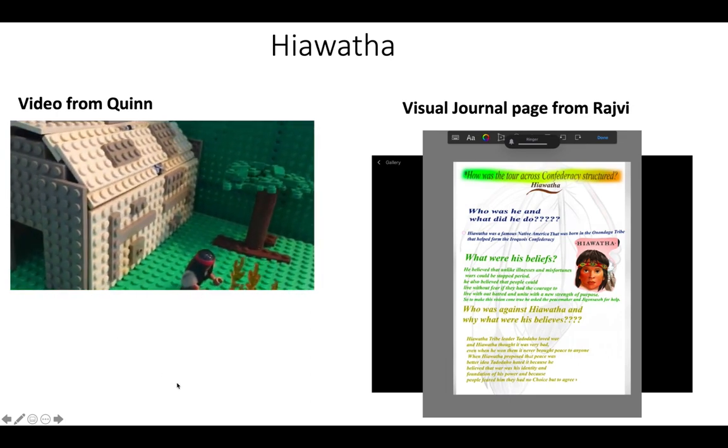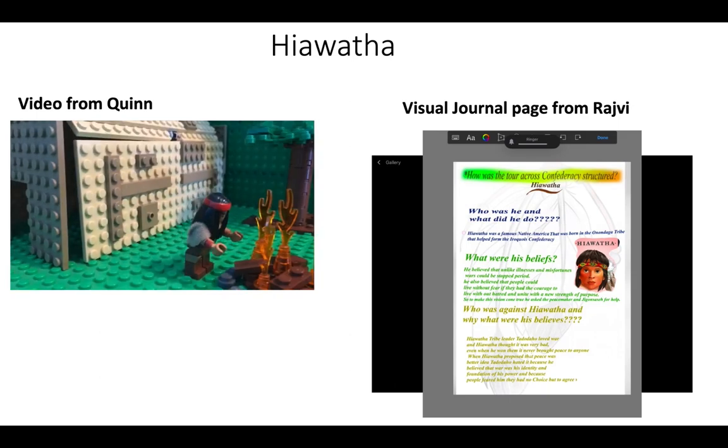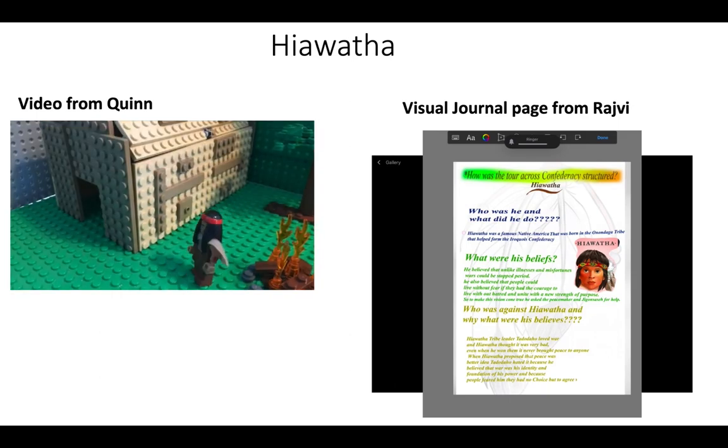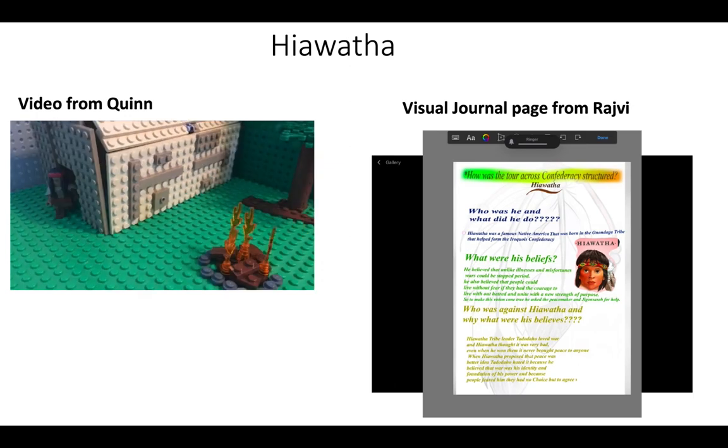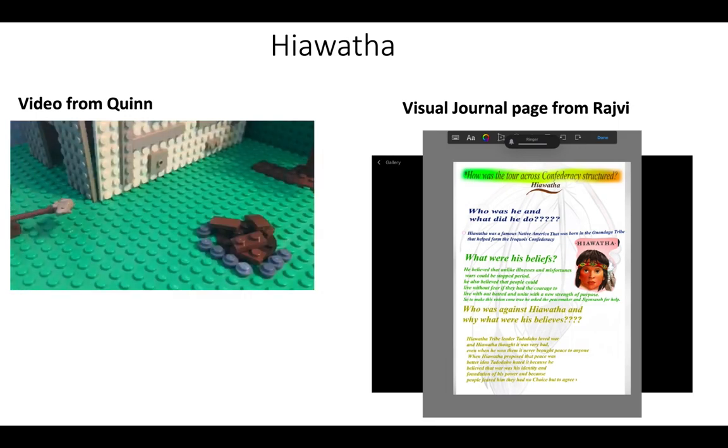Hiawatha is a man who believed in peace after his family had died. He wanted the world to be peaceful with no war. A chief named Tahodaho wanted war, but Hiawatha didn't.